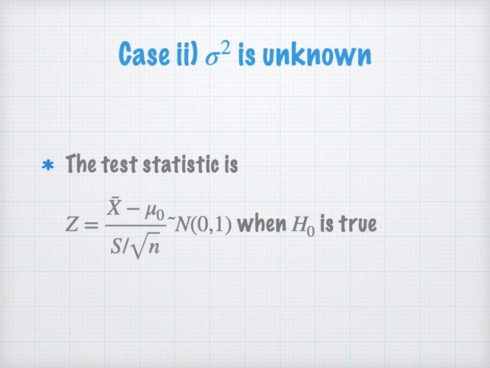The second case is when sigma square is unknown. When sigma square is unknown, the test statistic can be written as x bar minus mu naught divided by s by root n.